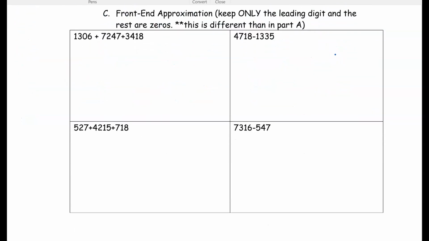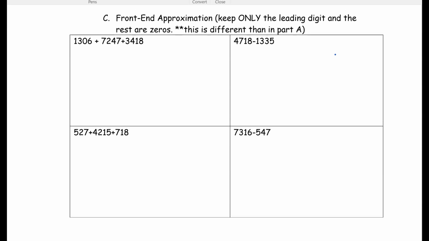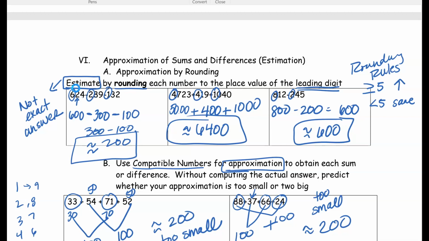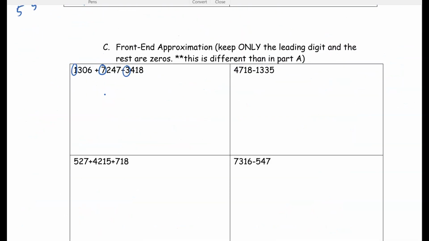Okay, last but not least, front-end approximation. So this is a really simple way to round. I would say that this rounding method is probably the least accurate of all of them, but it's a really great way for younger students to start rounding because the rules are super simple. So all you have to do is you keep the leading digit and you make the rest zeros. This is different than what we did above. So up above, I circled the leading digits, but we used our rounding rule. So in some cases, like 289, we rounded up to 300. Down here, we're just going to keep the leading digits.